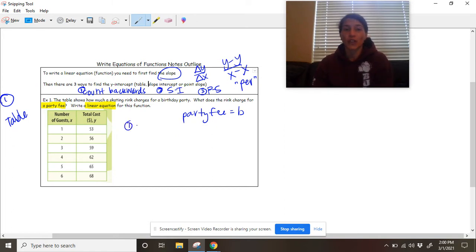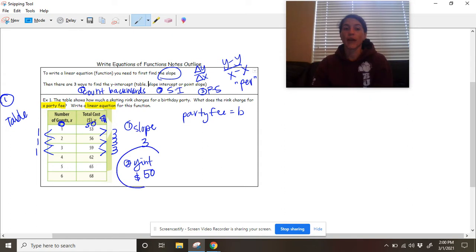So the first thing we need to do is find the slope. We're going to count the change in y over the change in x. So it looks like this is 3 over 1. So my slope is 3, which means $3 per person. And we're going to use the table to count backwards. The y-intercept is where the x is 0. So if we count backwards, 6, 5, 4, 3, 2, 1, 0, then we need to count backwards here, 59, 56, 53, and they're each decreasing by 3, so 50. So the y-intercept is 50.